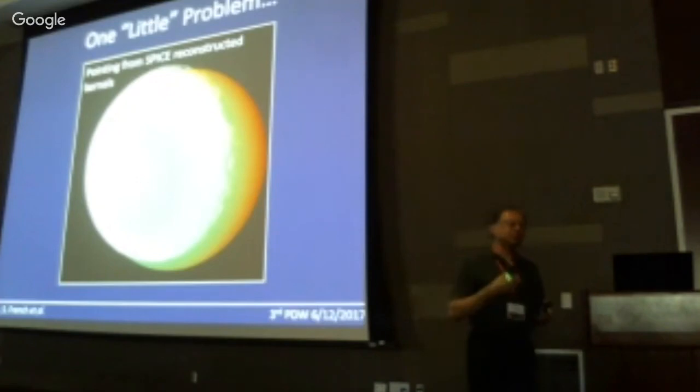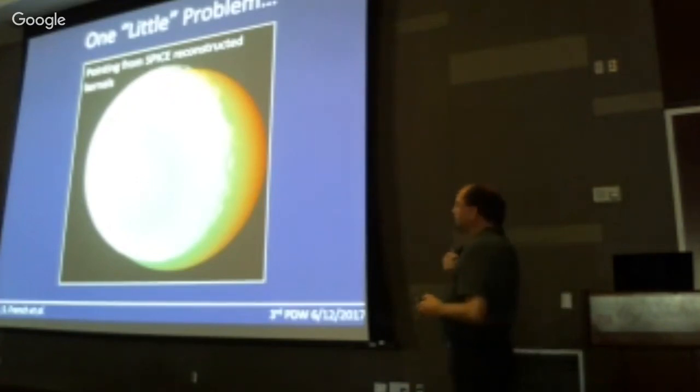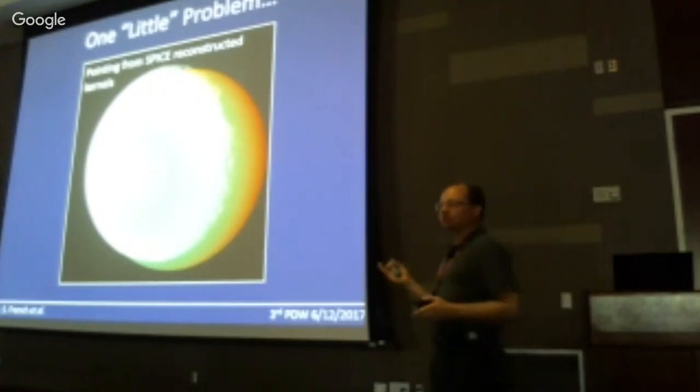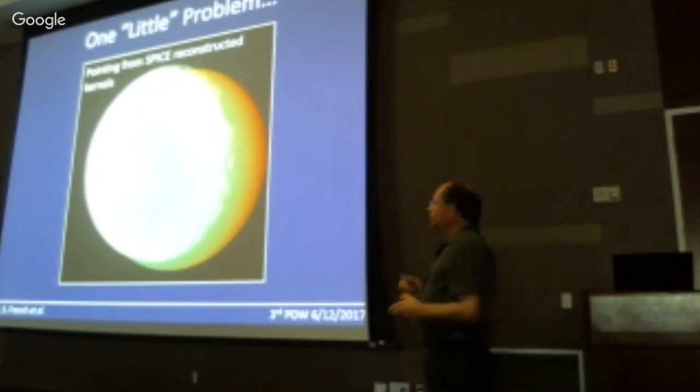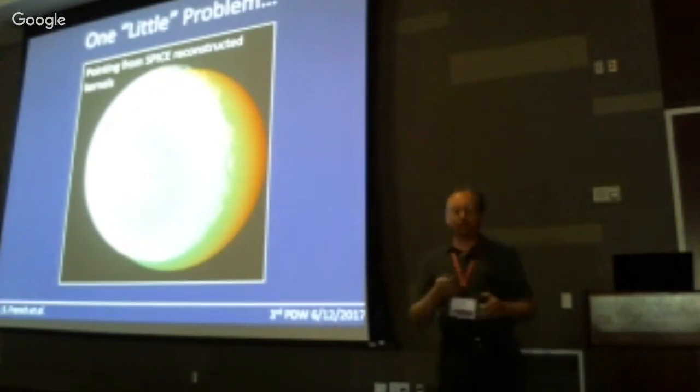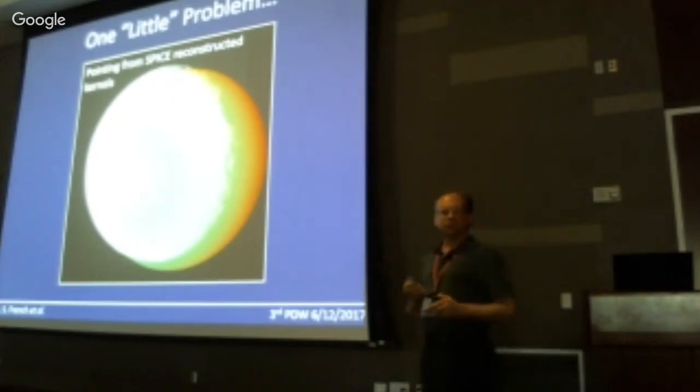When you use the SPICE kernels, they're not as accurate as you would like them to be. Here is the same moon image that I just showed you a minute ago. Computing the backplane using the SPICE reconstructed kernels puts the moon in the wrong place in the image. It's not really going to be very great for your science work. So we re-navigate so that we know at a single pixel accuracy where everything is in the image.